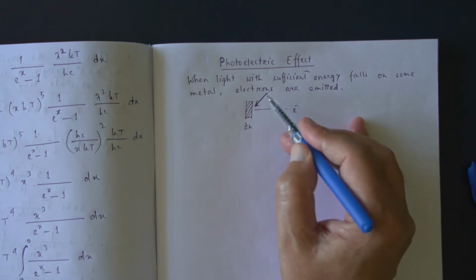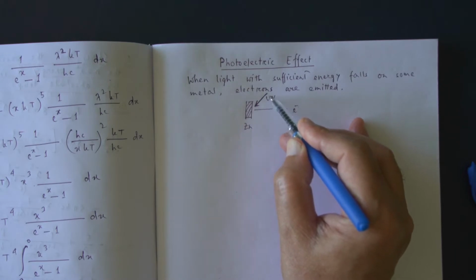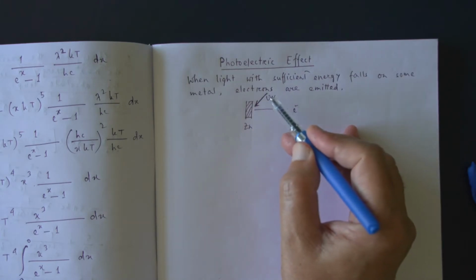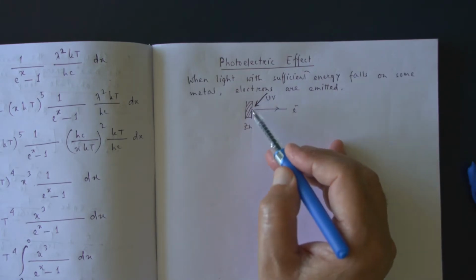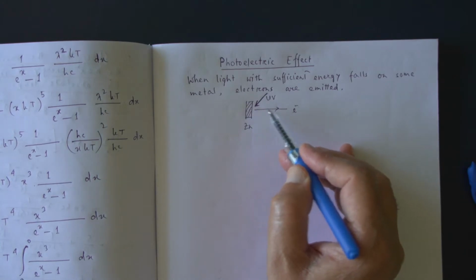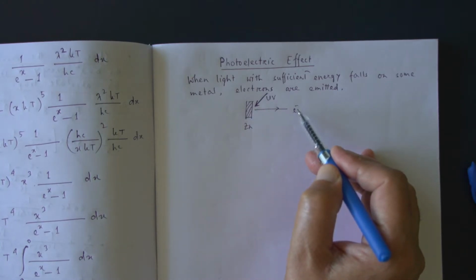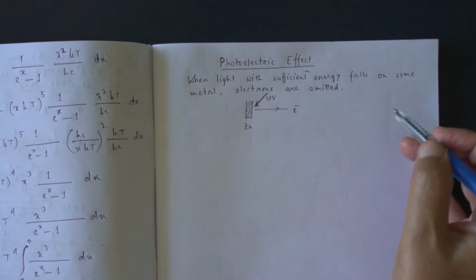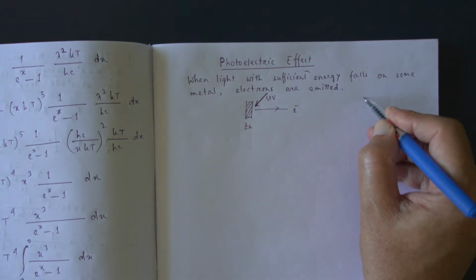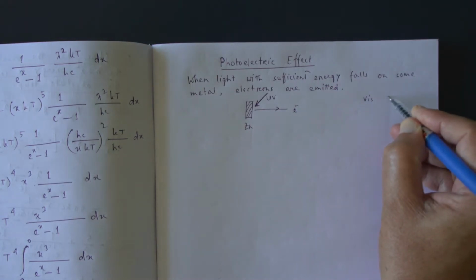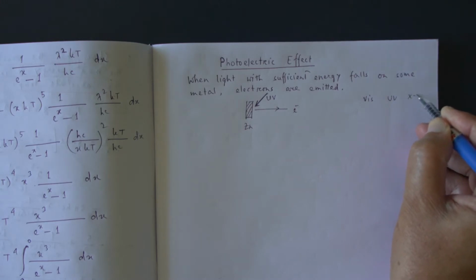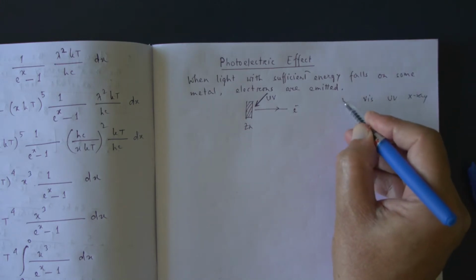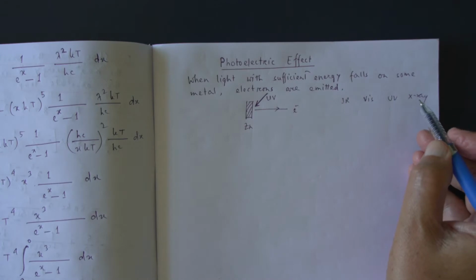But if you allow UV light, ultraviolet, to fall on zinc metal, electrons are emitted. So we know visible, UV, X-ray. You remember this? You remember the sequence?